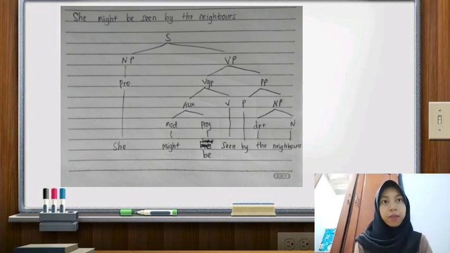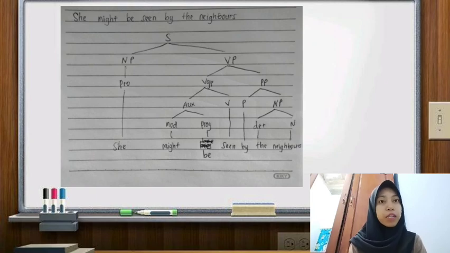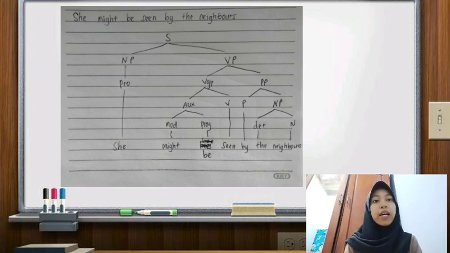The tree diagram is subject contains noun phrase and verb phrase. The noun phrase contains pronoun, she as the pronoun. Verb phrase contains verb group and prepositional phrase. The verb group contains auxiliary and verb. The auxiliary contains modal and progressive. Might as the modal and be as the progressive. And verb, seen as a verb.